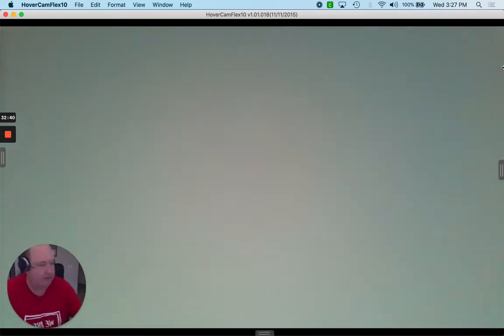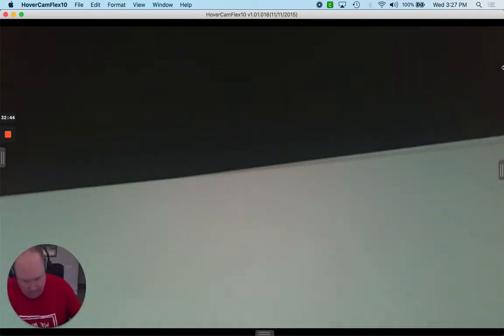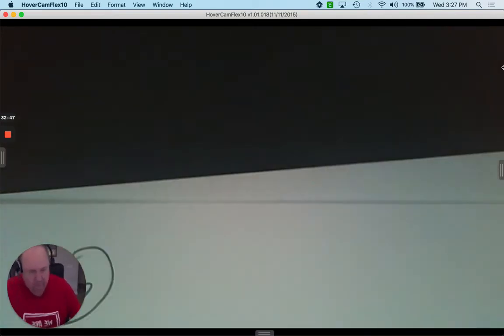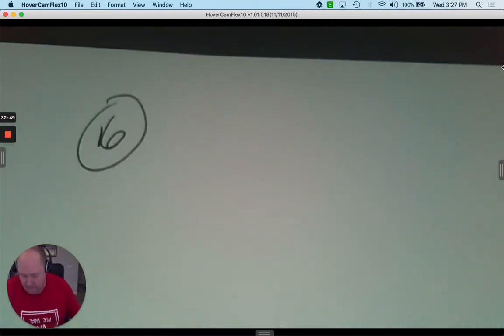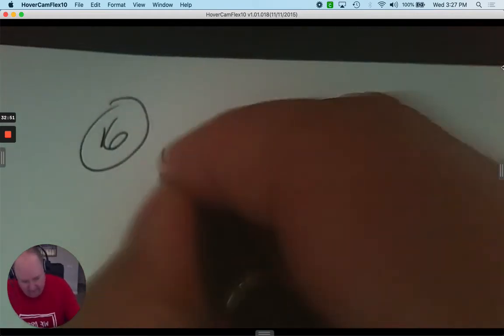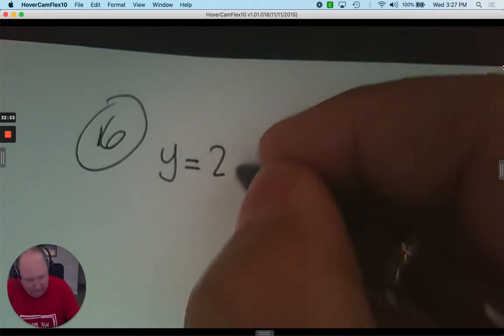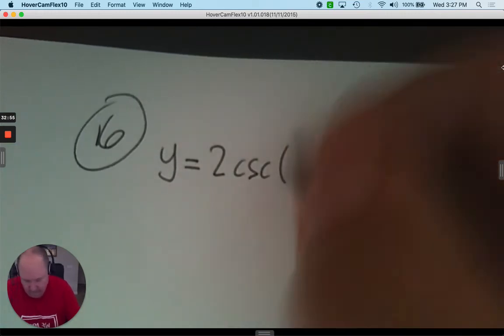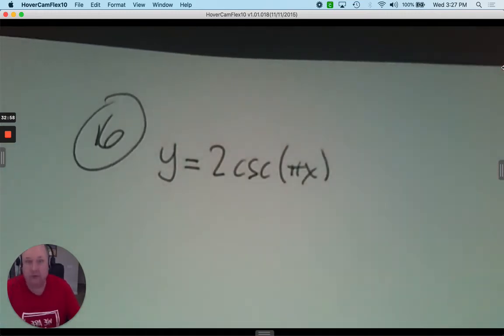Number 16. In number 16, another graph. I like sketching trig graphs. 2 cosecant. I know, weird that way. Pi x. Do you remember how to graph that?